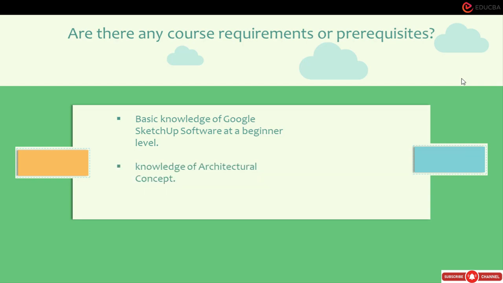Knowledge of architectural concept is also a prerequisite. You should have some architectural concept in your mind to design the pavilion. V-Ray rendering applications: as we know, the V-Ray rendering tools are there. If we are designing the pavilion, we must have the V-Ray tools in our software. It is very easy to install and apply the V-Ray tools.